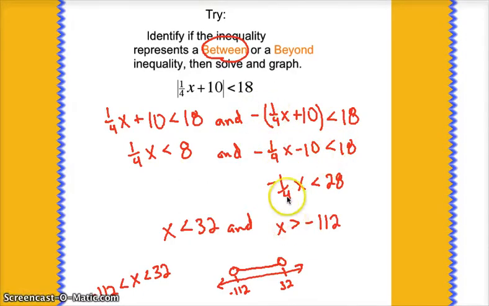Since I distributed, I didn't need to do that until later, but dividing by a negative 1/4 down here meant multiplying by a negative 4. Thus, when that became a negative 112, I had to flip my sign. X is now greater than negative 112. And you'll see that our graph came out as a between equation, which means I used the word and the whole time. And you could also write it as a compound inequality.